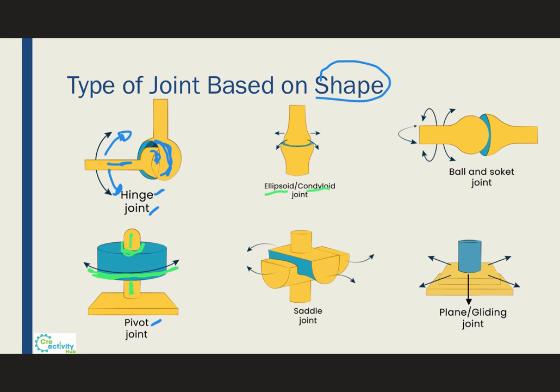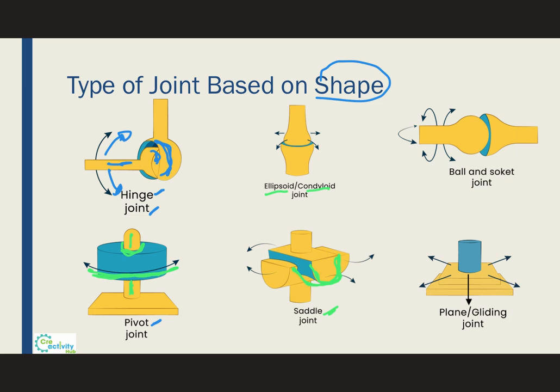Next, we have the saddle joint, which is also a type of synovial joint, where both articulating bone surfaces have a concave and a convex shape resembling a saddle. As we can see from this image, the surfaces fit together like a rider sitting on a saddle, and this is why it's called a saddle joint.